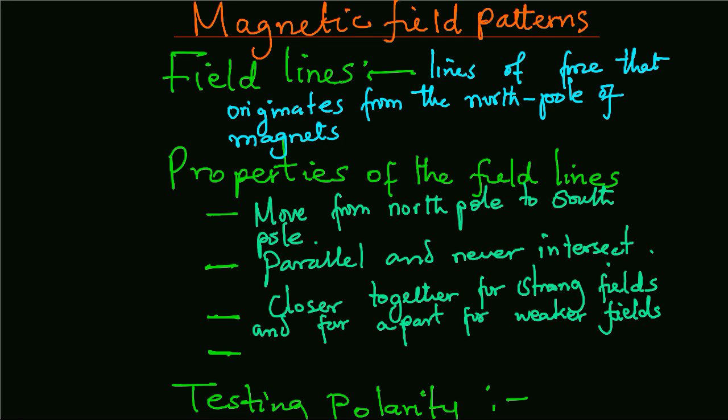The lines leave the North Pole and end at the South Pole at right angles. They leave and enter poles at right angles.